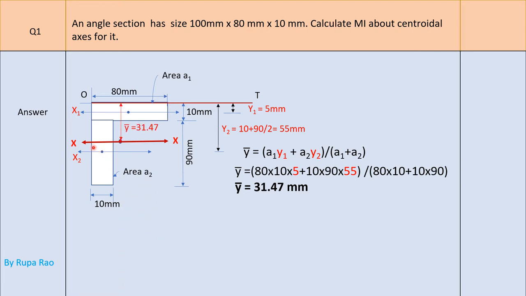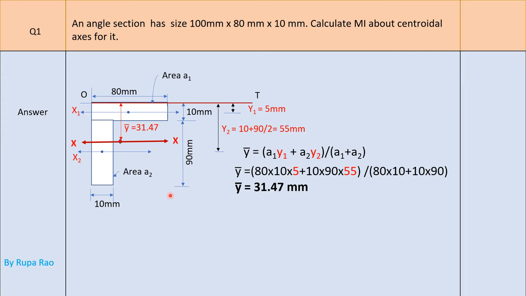This is the axis xx, which we got as the centroidal axis of the L section, and this is the y bar from this reference line, y bar 31.47. This is the y bar I am showing here. Now how do we calculate the moment of inertia about this centroidal axis?